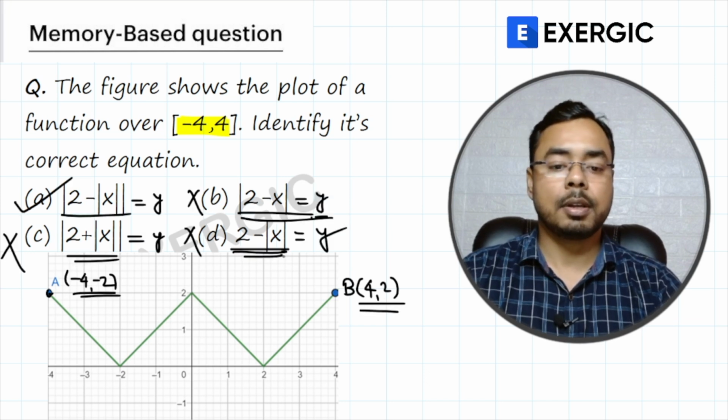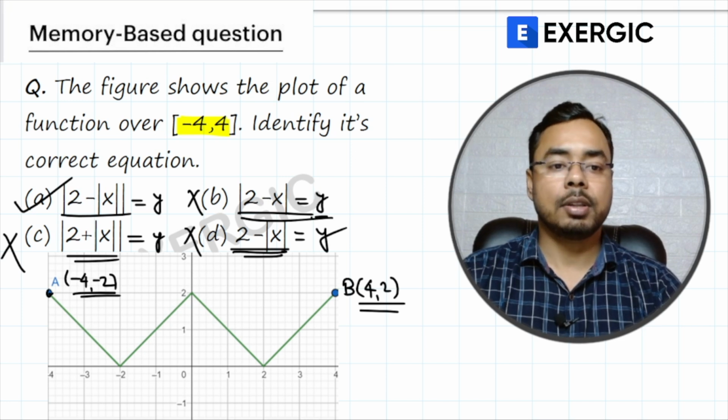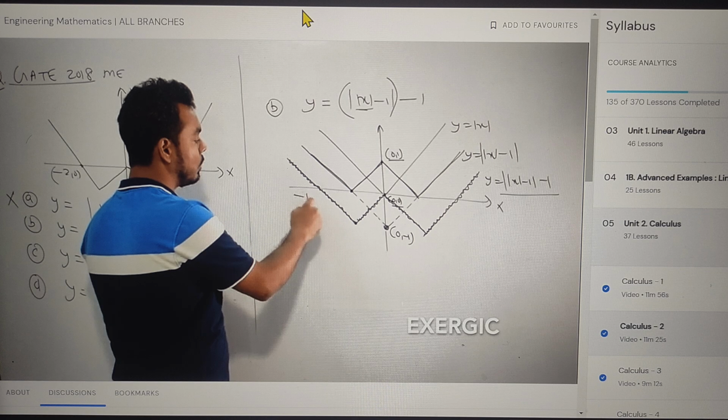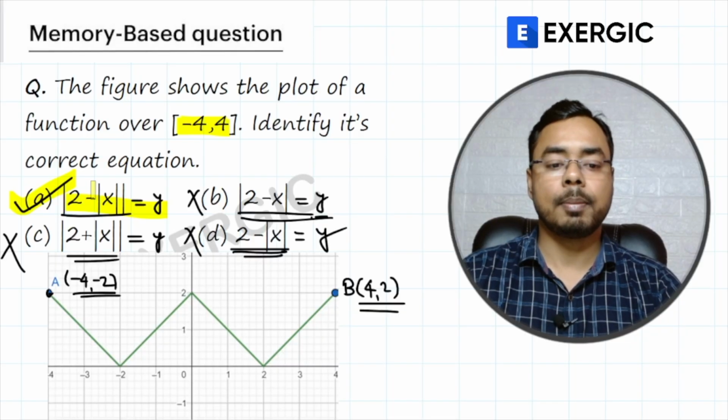All these three options B, C and D will give us a V-shaped curve, right? And therefore the correct answer to this problem will be option A, right? And in our video course in calculus we have discussed these graphical transformations. So if you have followed those lectures, then this was a very simple problem.